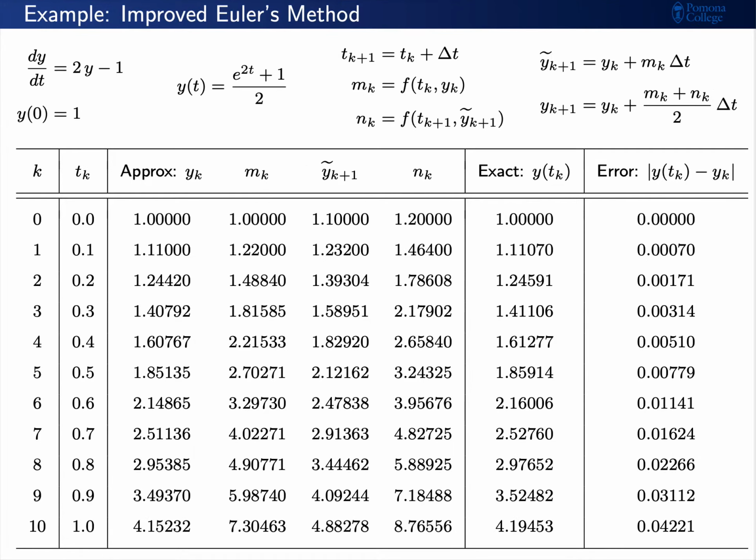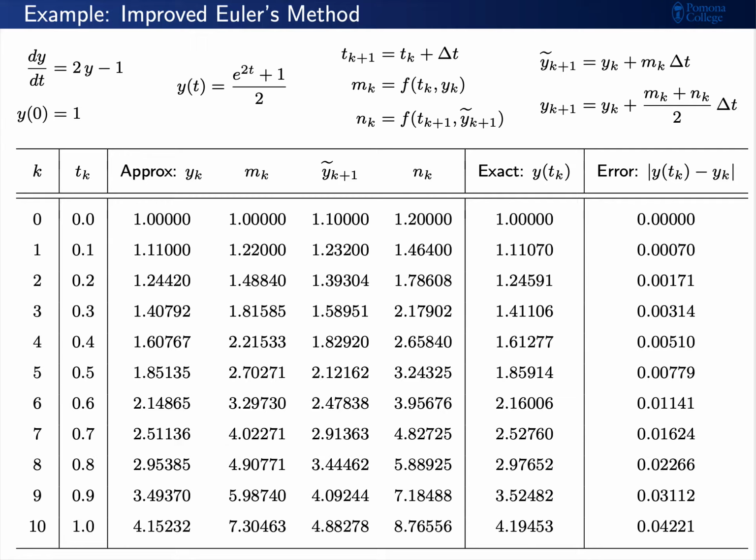Instead, now let's consider the improved Euler's method. Again, the differential equation is the same, and we have our unique solution, but now the scheme to actually find t_{k+1} and y_{k+1} is a little bit different. Here you can see t_{k+1} is the same as before. We have a slope m_k, that will be our predictor slope, but then we have to be careful because we have a point y_{k+1} tilde, which really tells us that this is now our corrector point. We can then compute n_k, which is the slope of the corrector point, and therefore y_{k+1} is now the predicted corrected point that we should have.